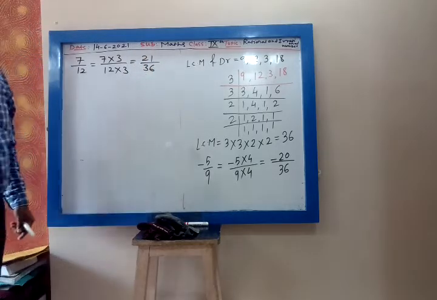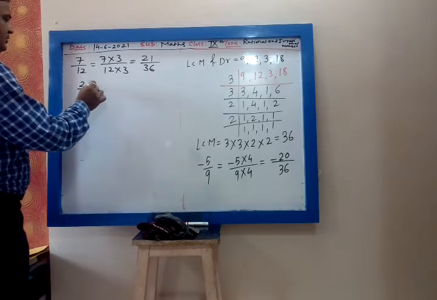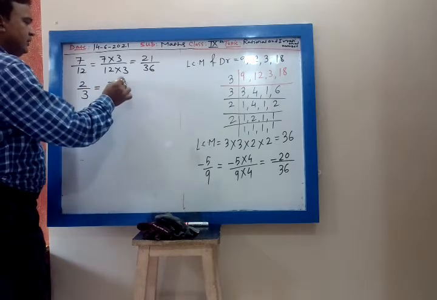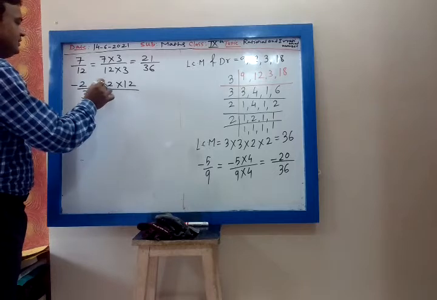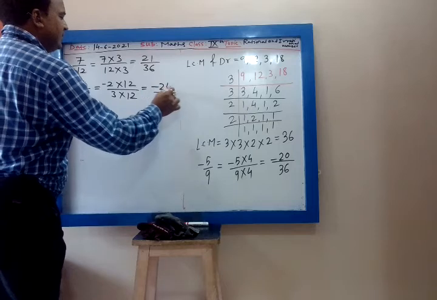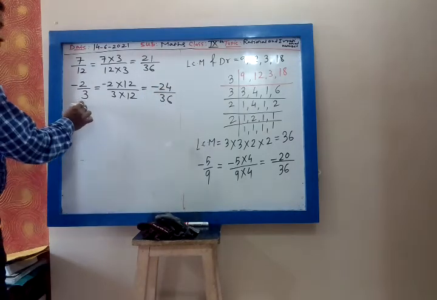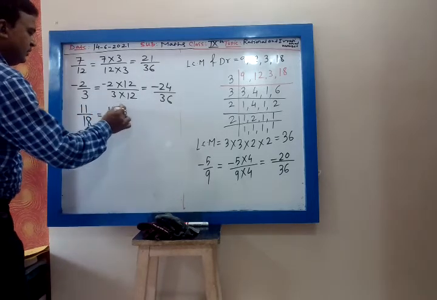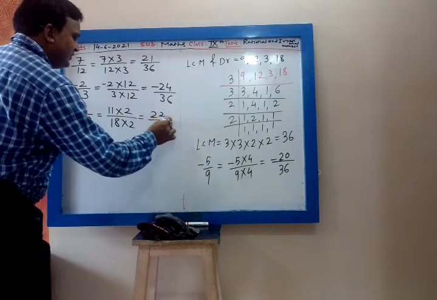Okay. Now next number is minus 2 by 3. To make the denominator 36, we have to multiply by 12. So we write minus 2 into 12 upon 3 into 12. So this is minus 24 upon 36. Okay, now next 11 by 18. To make the denominator 36, we multiply by 2. So 11 into 2 upon 18 into 2. So that is 22 upon 36.